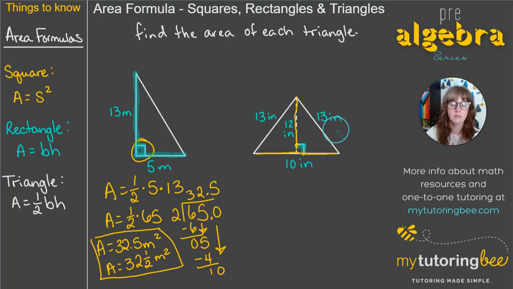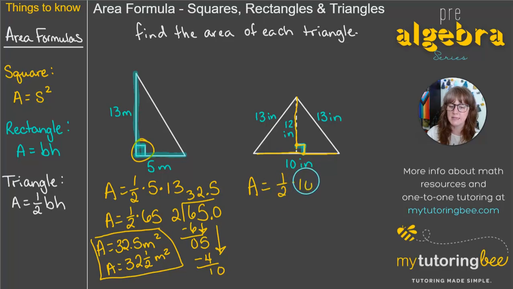A lot of times this is one of the biggest mistakes that I see students making, is taking one of those slanted sides and multiplying that times the base. But we always want to make sure to look for that 90-degree angle, and that's how we're going to choose our base and height. So let's go ahead and substitute those numbers in.